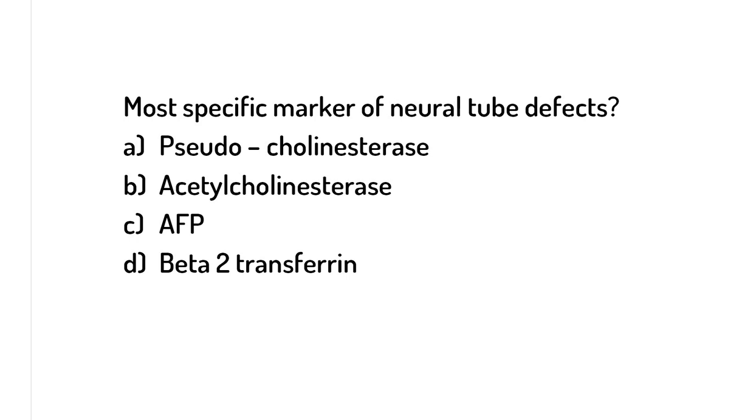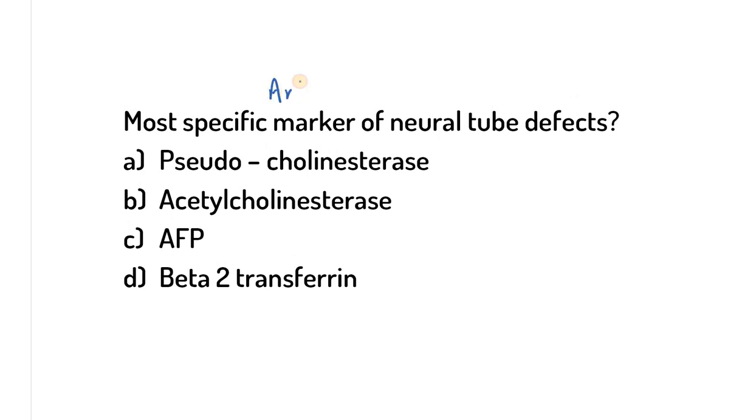Most specific marker of neural tube defect. What is the answer? You know various neural tube defects, right? For example, spina bifida and anencephaly are all examples of neural tube defect. What is a marker of neural tube defect is the question. They are talking about the antenatal markers.